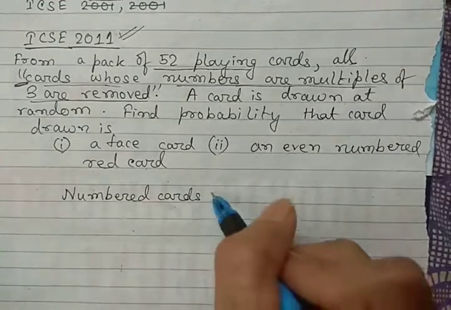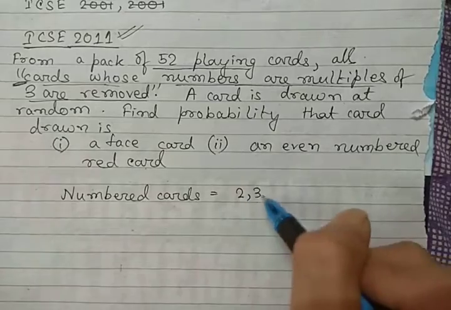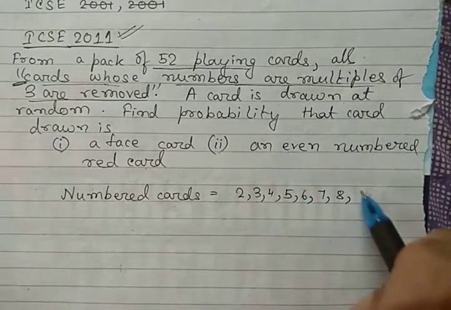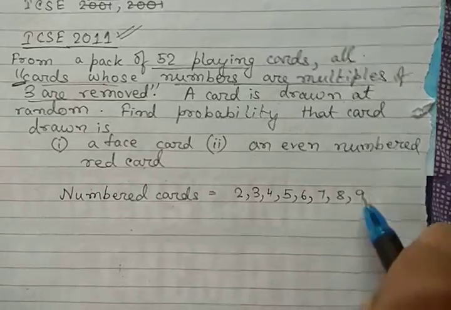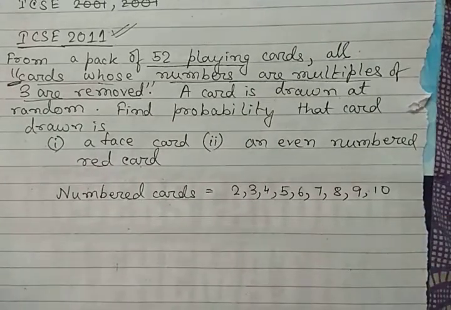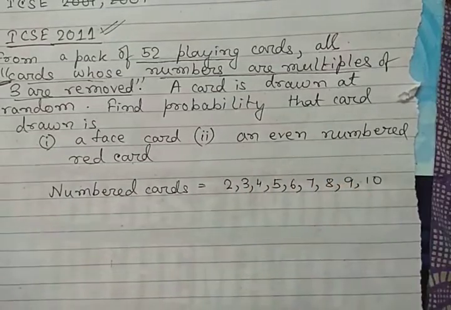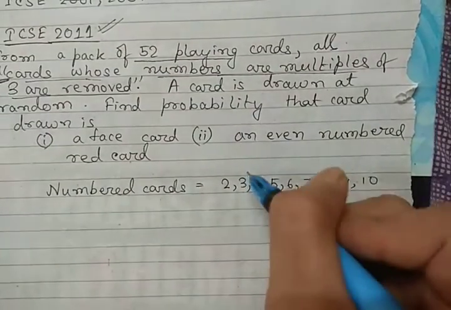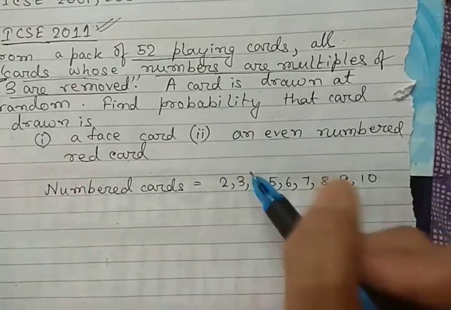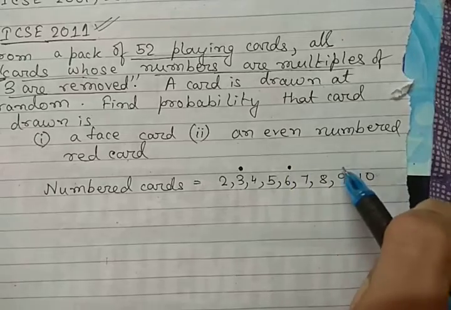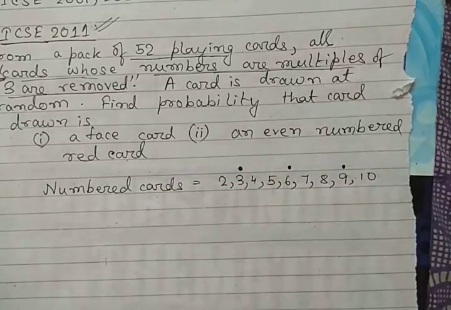So let us first see the numbered cards. The numbered cards are 2, 3, 4, 5, 6, 7, 8, 9 and 10. There are 9 numbered cards: 1, 2, 3, 4, 5, 6, 7, 8, 9. Now out of this, which are the multiples of 3? I am just marking the multiples of 3. 3 is a multiple of 3, 6 is a multiple of 3, and 9 is a multiple of 3.